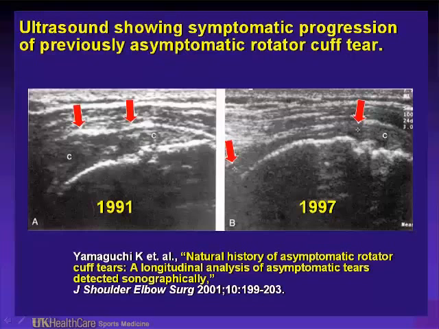This is an ultrasound showing progression of a previously asymptomatic rotator cuff tear, 1991 on the left and 1997 on the right. So we can also follow the size of the cuff tear, which is very important when you get in on some of these massive cuff tears that are not repairable, to have counseled patients if they're having a significant progression in size of the cuff tear.